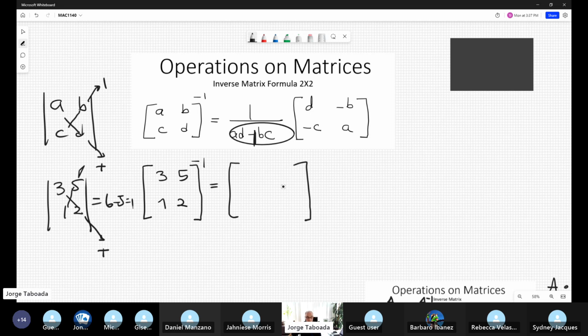Now your permutation, you see your permutation: A is 3, B is 5, C is 1, and D is 2, no? So now, in the inverse, we have D here, which is 2, and we have minus B, and B is 5. And C negative again, because it's the sign of the cofactor in the corresponding position.